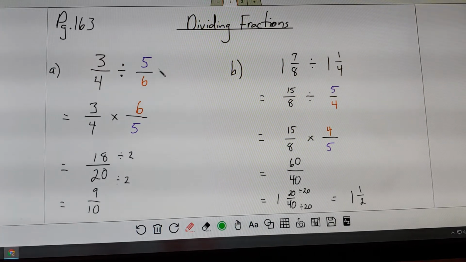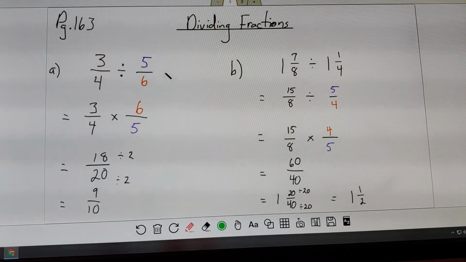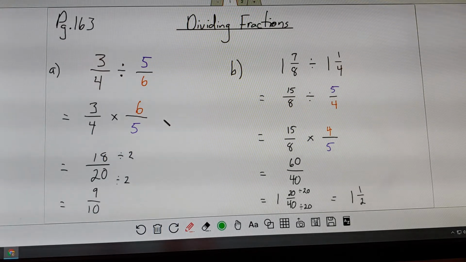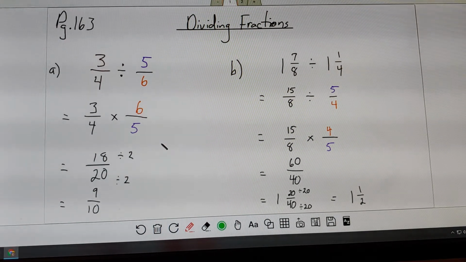Now, why this works, if we were in the classroom, I could spend half an hour and explain it all to you until you kind of got the theory, and then eventually you would just revert to doing it this way anyways. But since we don't have that luxury and that face-to-face time, you just have to trust me that it works, and it's super easy. Flip the second fraction over and then multiply it, okay?